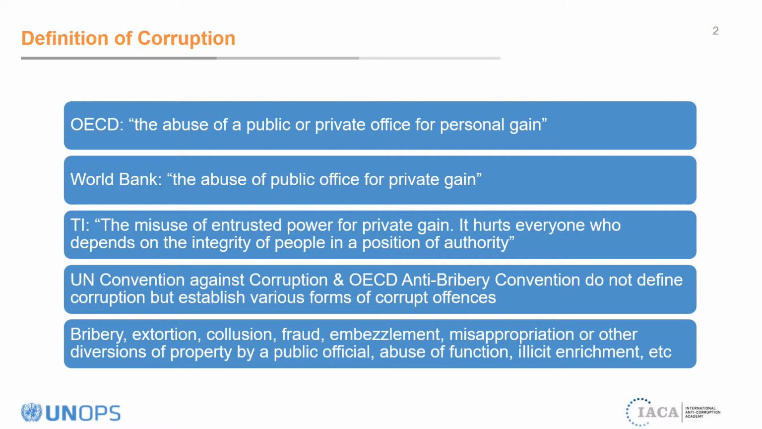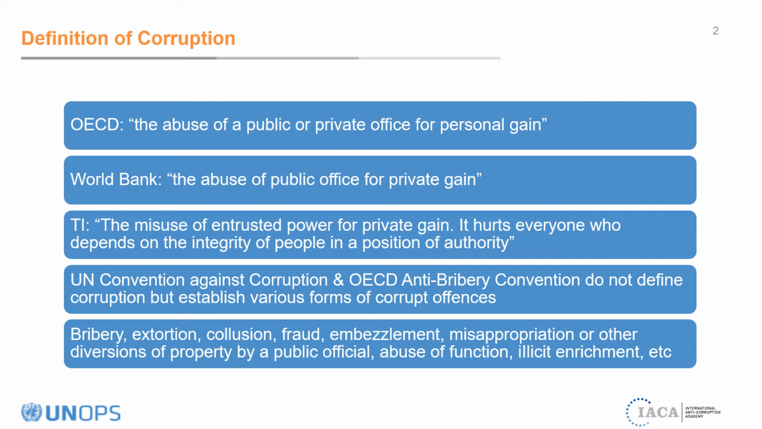Let's take a moment to talk about the definition of corruption. The Organization for Economic Cooperation and Development, or the OECD, defines it as the abuse of a public or private office for personal gain. The World Bank defines it as the abuse of public office for private gain. And Transparency International says it's the misuse of entrusted power for private gain, that corruption hurts everyone who depends on the integrity of people in a position of authority. See the common theme here, which is that corruption is broadly understood to mean misuse of public power, but there are forms of corruption, such as bid collusion, that can also badly hurt a procurement system.